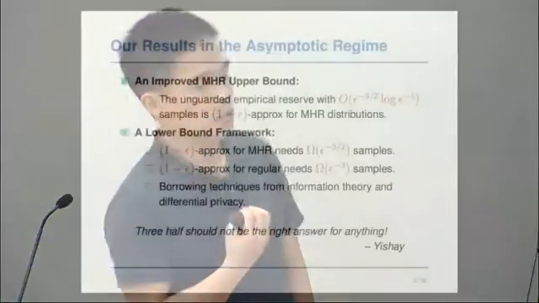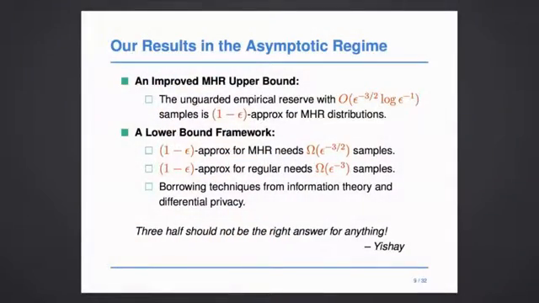And I would like to say a few more words about these results for the MHR regime, because it's kind of surprising, at least to me. So first of all, when we first got this result, we thought something was wrong with our analysis. And Yishai was saying that 3/2 should not be the right answer for anything, especially in terms of sample complexity. It's very rare you see something like that. And also, noticeably, this is fewer samples than what you would need in order to estimate the optimal revenue up to a 1 minus epsilon factor.